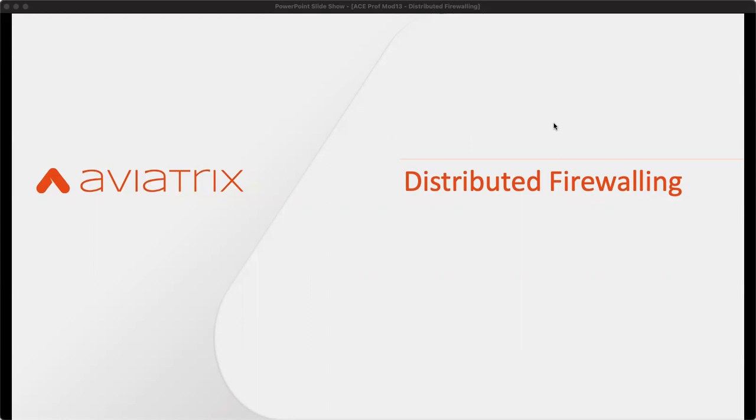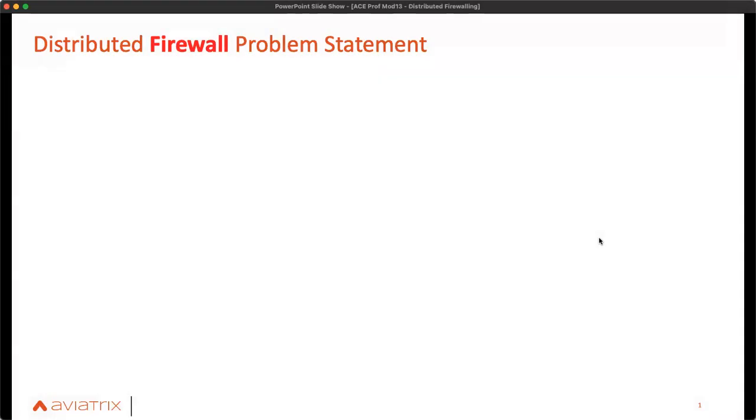Okay, we'll discuss distributed firewalling now. Before we start going into what it is and how it works, I would like to present the problem statement on why we need distributed firewalling and what is missing, okay?